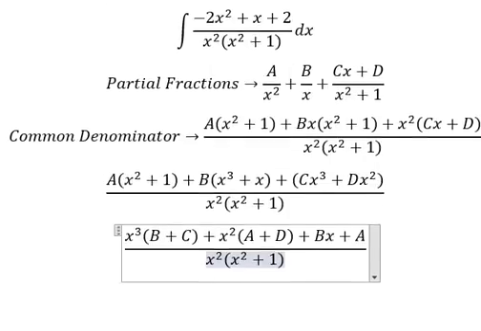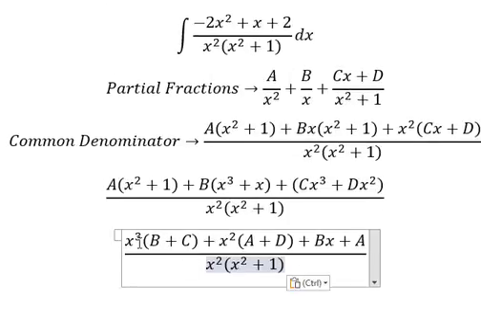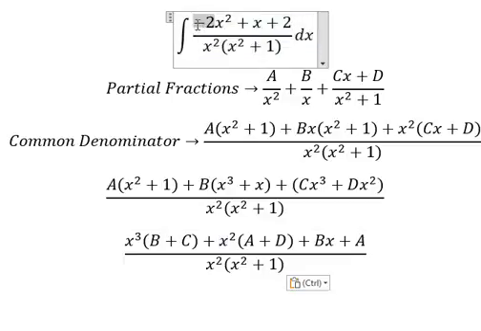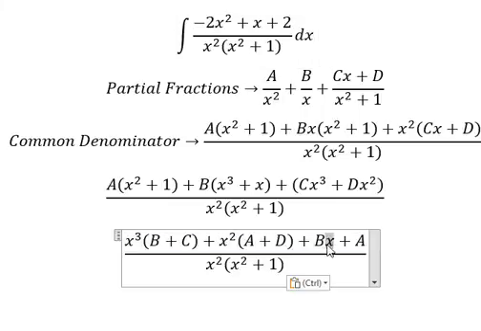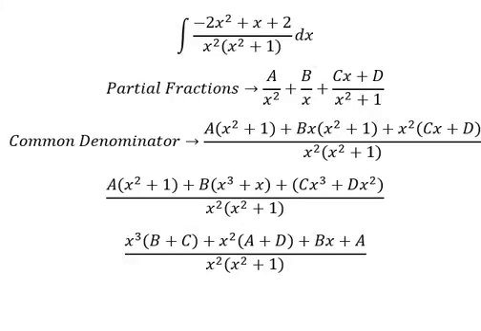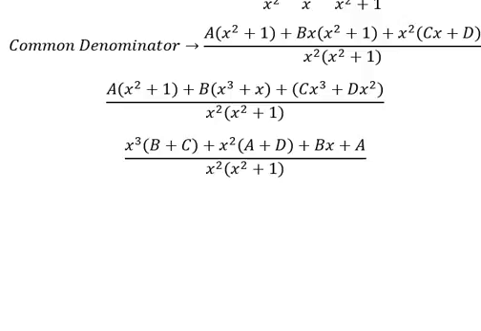Now, we need to compare coefficients. We don't have s to the power of 3, so b plus c equals number 0. About s squared, we have negative number 2, so a plus d equals negative number 2. About s, we have b, so b equals number 1, a equals number 2. And now we create the system of equations.